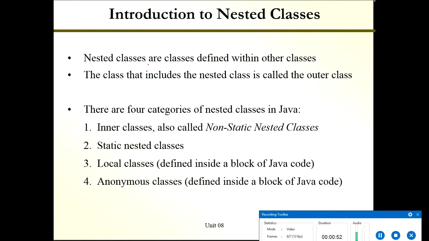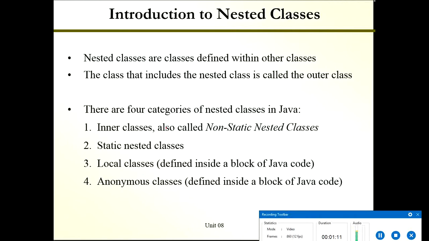So nested classes are the classes that are defined within other classes, and the class that includes the nested class is called the outer class. So we have an outer class and we have an inner class. Defining an inner class is very straightforward. We simply include a definition of a class inside the class.